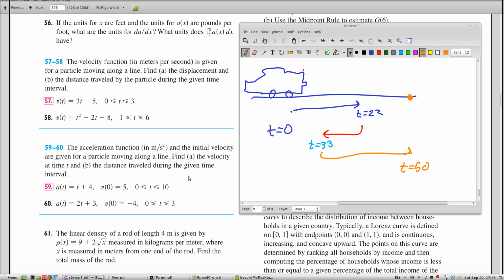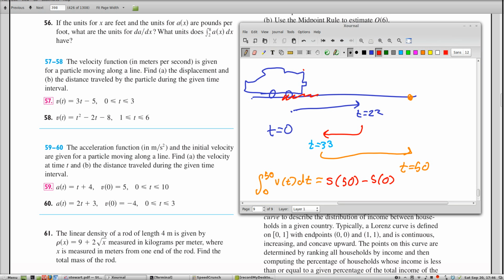And let's say that we had the velocity, and we integrated the velocity from 0 to 50 of v(t) dt for this train. What this gives you is the displacement at the stop time minus the displacement at the start time, so that's just the distance from the starting location to the stopping location, whatever that is. That's just displacement.